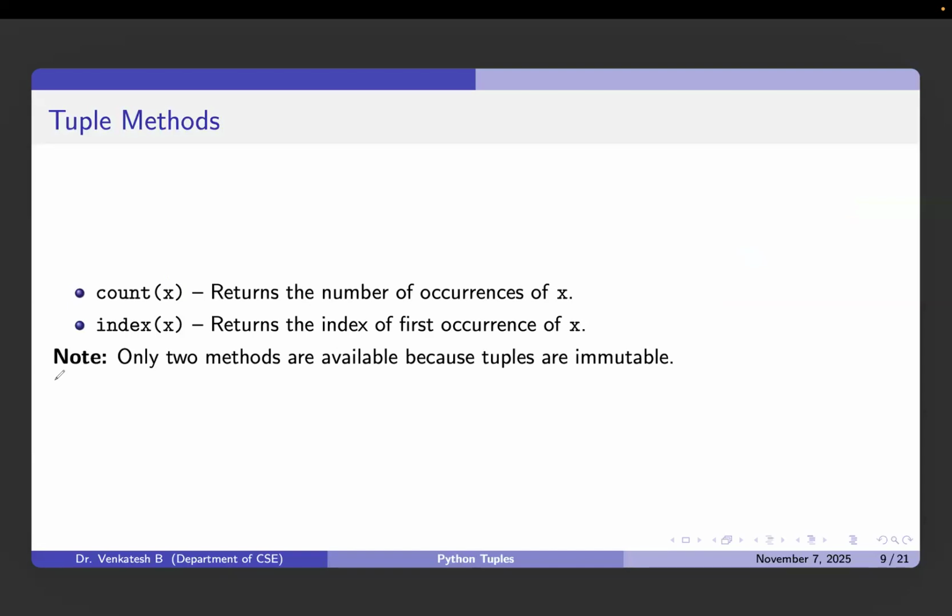Index of x returns the index of the first occurrence of x. Suppose I want to know the index of a particular value in the list. You can use index of that value. But if the value occurs more than once, it will show only the index of the first occurrence.